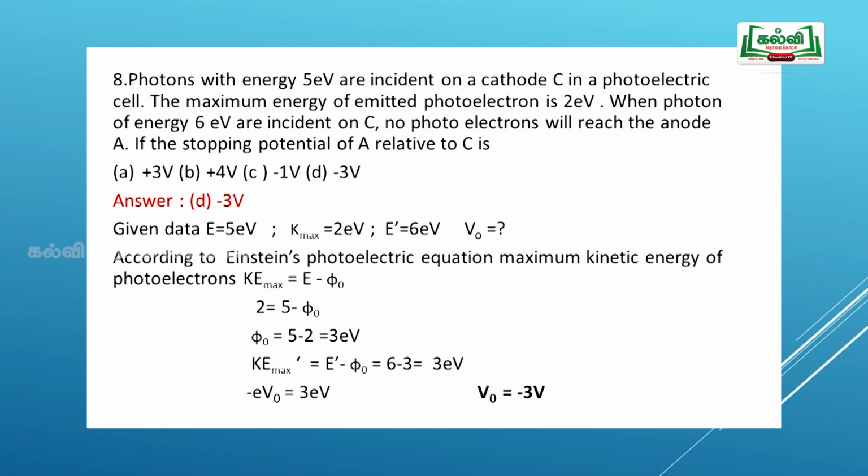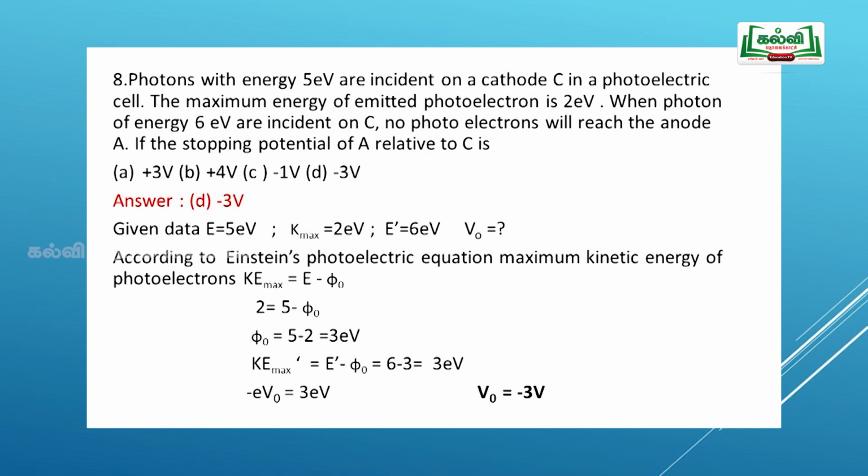Here the first data given is that the photon with the energy 5 electron volt incident on a cathode gives a maximum energy of photoelectron of 2 electron volt. From this we can calculate the work function of the metal from the photoelectric equation. Using this work function of the metal and the energy of the incident photon, when you subtract, you will get the maximum kinetic energy. From there, we can go for the stopping potential.